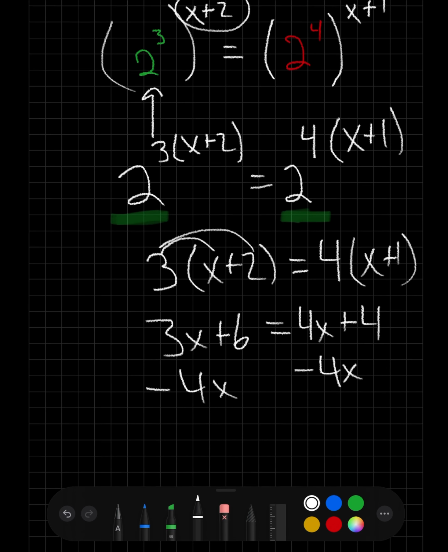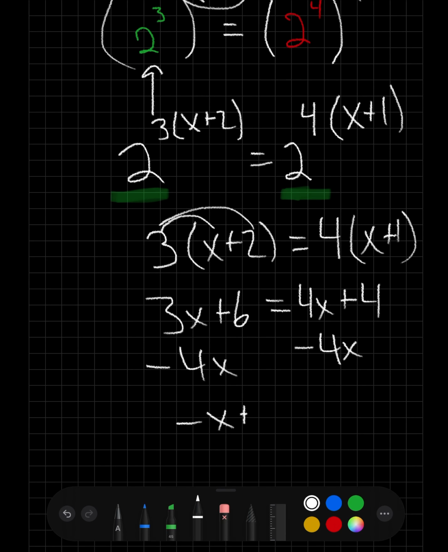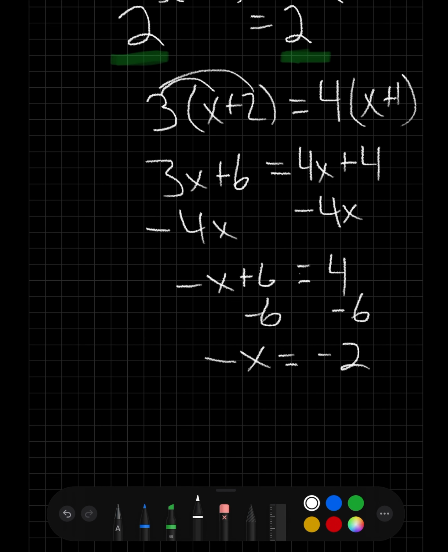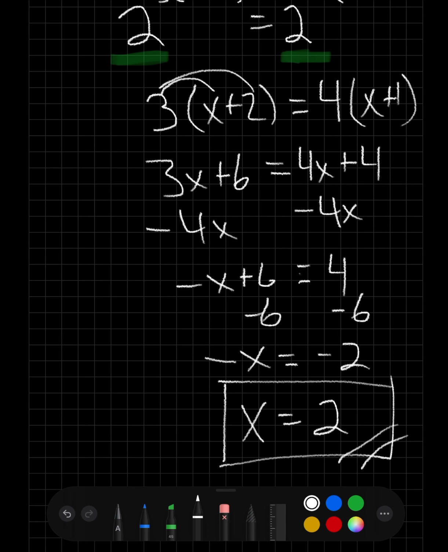And I could solve here, subtract 4x, subtract 4x. Negative x plus 6 is equal to 4. And I can subtract 6 from each side. Negative x is equal to negative 2. So if the opposite of x is negative 2, well then x must be equal to 2. And that would be my final answer there.